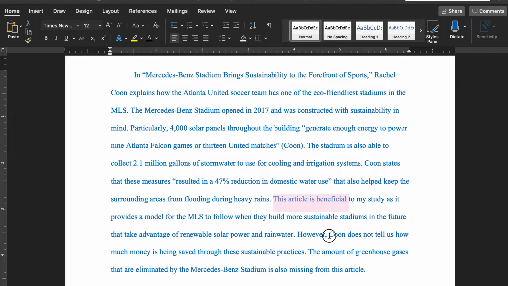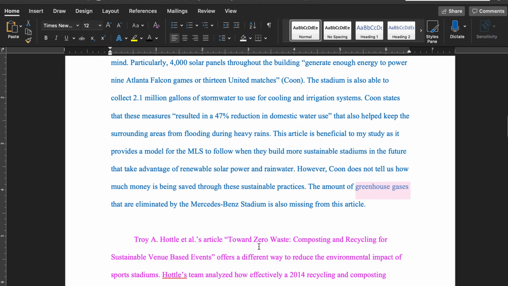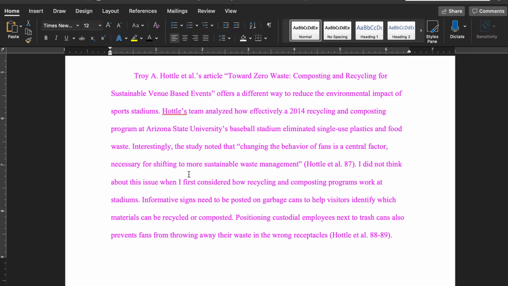Then we move on to the negative, right? However, so we have a signpost here of transition. Kuhn does not tell us how much money is being saved through these sustainable practices, right? So this is what's missing. We don't know how much it costs. We also don't know how much greenhouse gas is being eliminated by this kind of infrastructure.